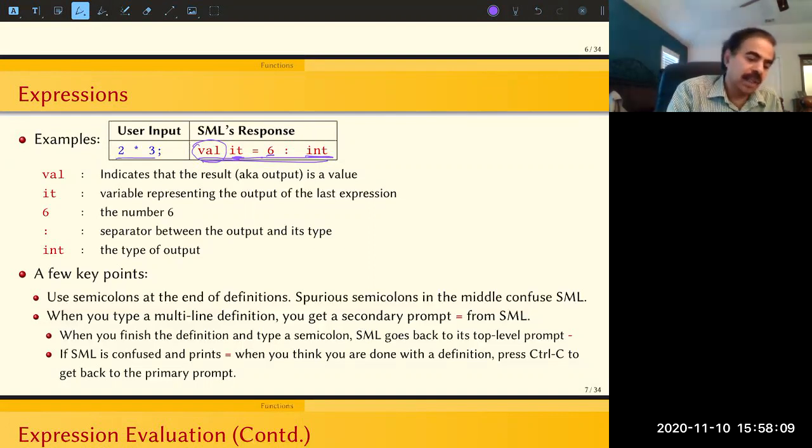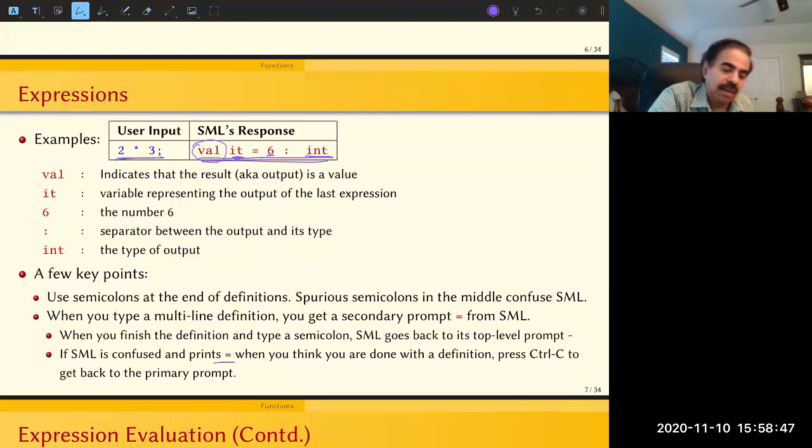Okay, so SML expects all inputs to end with a semicolon. It's not expecting every line to end with a semicolon, but when you finish doing something and you expect Standard ML to give you a response, you should put a semicolon there, because that's what tells Standard ML that you finished saying what you wanted to say and you are expecting a response from SML.